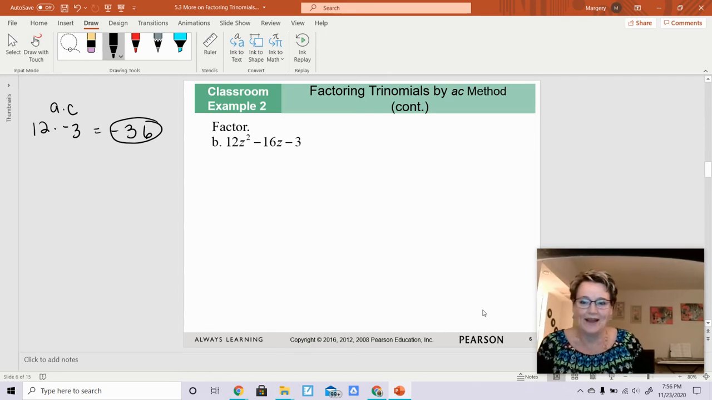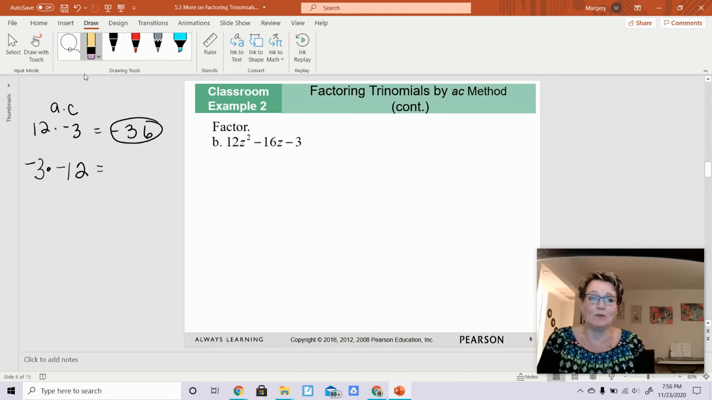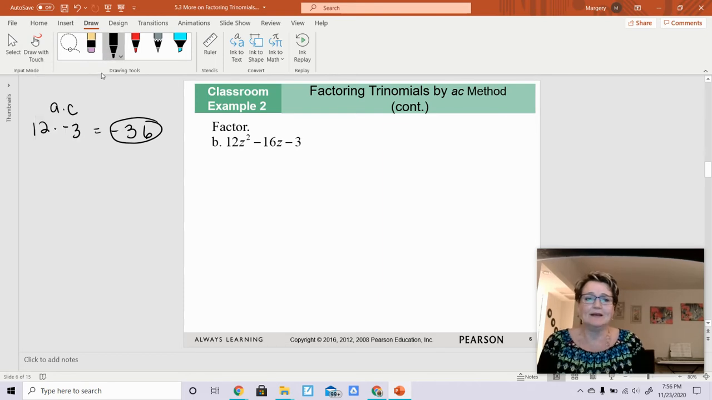So, first of all, I need two numbers that, when multiplied together, give you -36, but when added together, give you -16. Now, I'm trying to think of some. Let's try -3 times 12. That gives you -36, but that doesn't help me though. That doesn't even give me what I want. I'm trying to think of numbers.